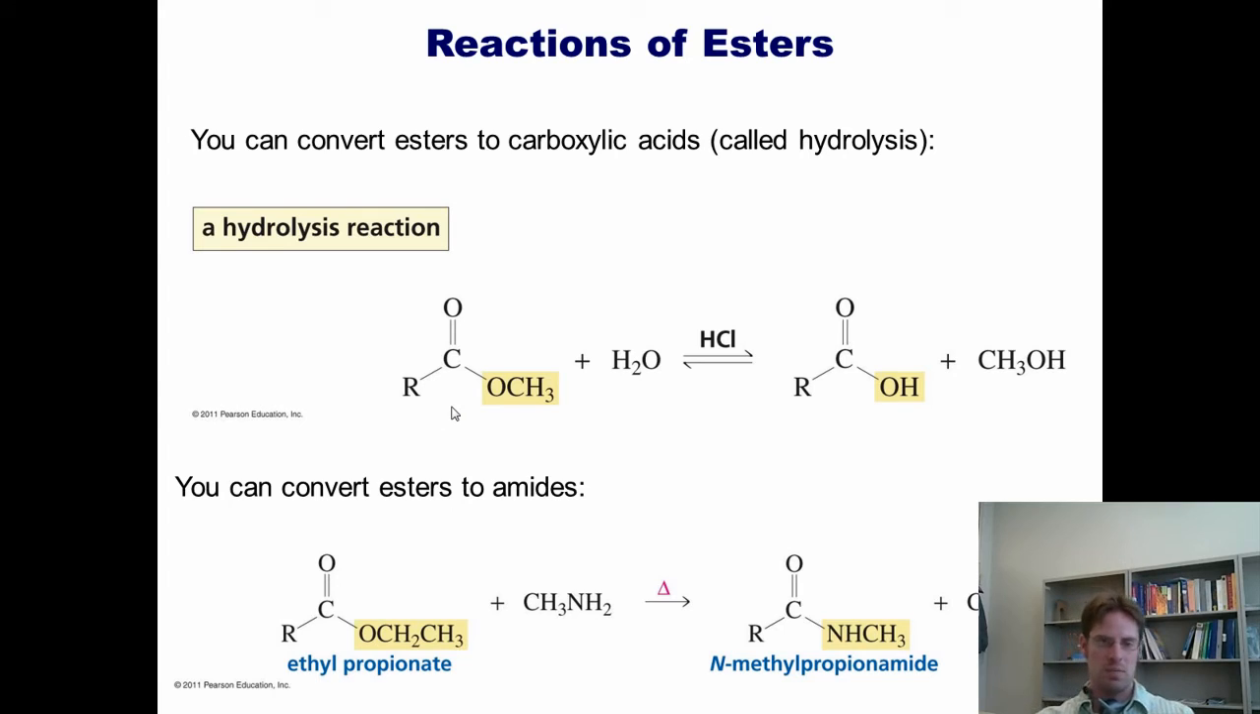I can also displace the O-alkyl group in an ester with a nitrogen, forming an amide. Reaction conditions or mechanisms very similar. Electrons on the nitrogen come in, electrons go up, electrons go down, and then kick off this ethoxy group. It steals a proton back from the nitrogen to neutralize its positive charge, thereby giving me ethanol as a byproduct.